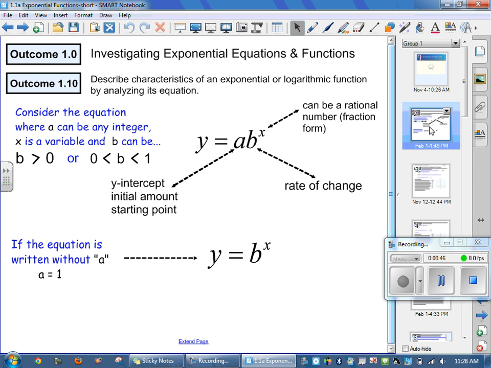Now, we have two situations where B can be greater than 1, or it can be a decimal between 0 and 1. We also start with b to the x. If we have b to the x and we don't have an a there, there is an a. It's a hiding 1. So a equals 1. So our y-intercept in this case would be a 1 when we only see b to the x. So whenever you see one digit with a variable as an exponent, the 1 in front of it is always a positive 1. So this guy is going to touch the y-axis at positive 1 for a y-intercept.